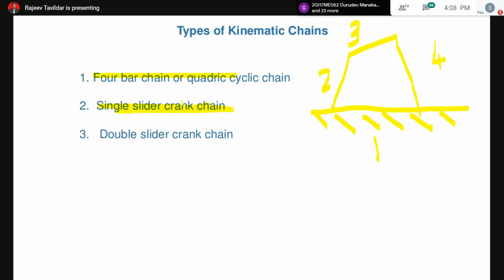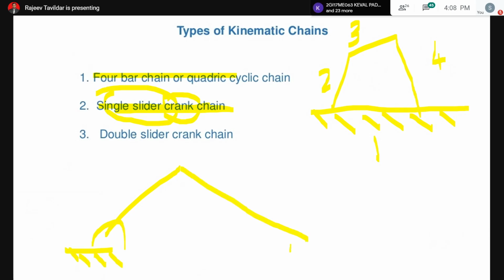If I take the second category, it is called a single slider crank chain. So I should have a crank over here. That is the one link which makes one complete rotation. I should also have a single slider. So it will look something like this. I have a crank which is fixed about this point. This crank is connected to a connecting rod, and then we are having a slider over here. Again, we are having link 1 fixed, link 2 is crank, link 3 is connecting rod, and link 4 is the slider. So this type of mechanism is known as single slider crank chain.